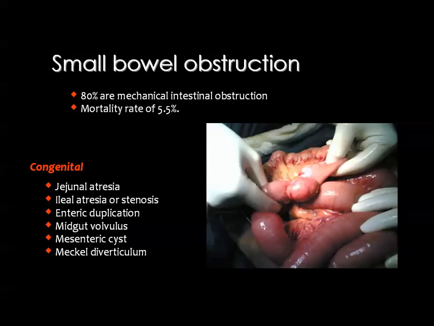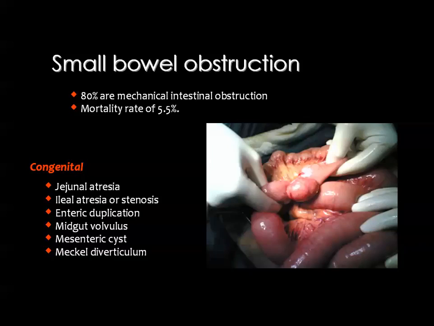Then small bowel obstruction has been discussed in detail in the sector of the acute abdomen, but we'll go through some of the causes. And you know that 80% of small bowel obstruction is due to mechanical causes, while some of the intestinal obstruction is due to functional ileus of the small bowel.